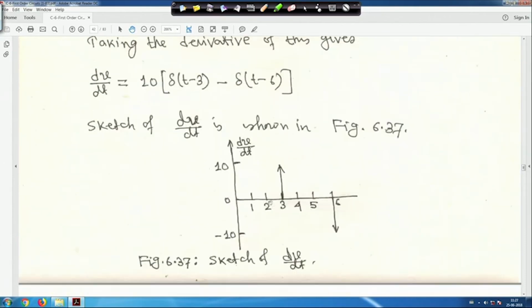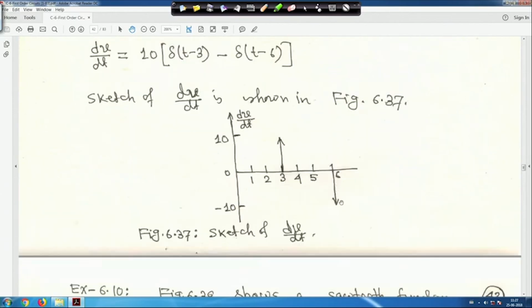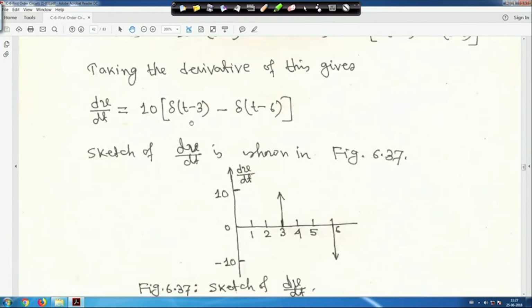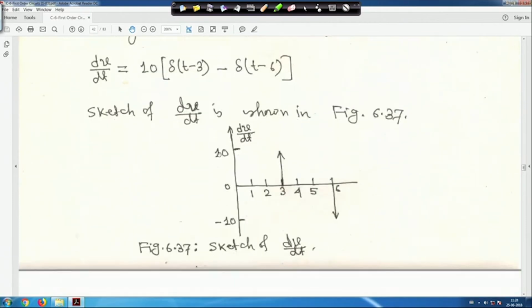At t equal to 3, its strength is 10, so it is plotted as 10 at t equal to 3 seconds. At t equal to 6, it is minus 10. So this is plus 10, this is minus 10, and it is plotted, because its strength is 10. This is how one can plot the gate function, and these things are very simple. Let me tell you, things are very simple.